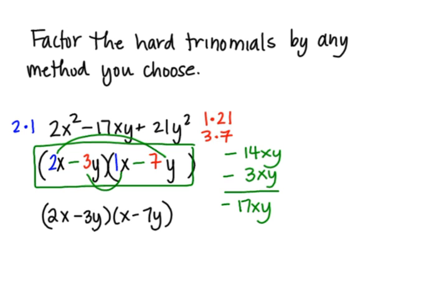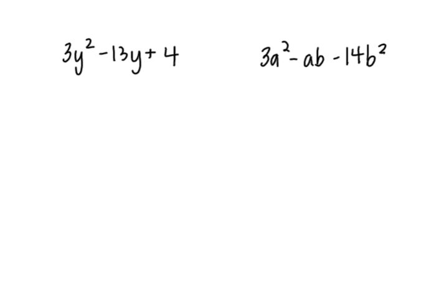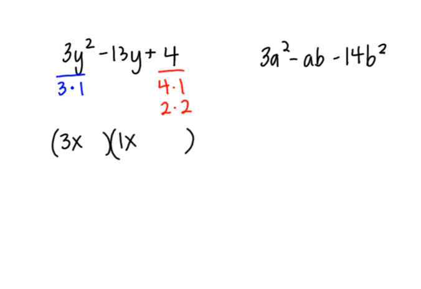Okay, let's try a couple of others. So this first one is 3y squared minus 13y plus 4. My choices for 3 are 3 and 1. My choices for 4 are 4 and 1 and 2 and 2. Since 3 times 4 is 12, it's close to 13, that means I'm going to use that combination first. So I'm going to try 3x and 1x, and I'm going to put my 4 and 1 in and try 4 and 1.